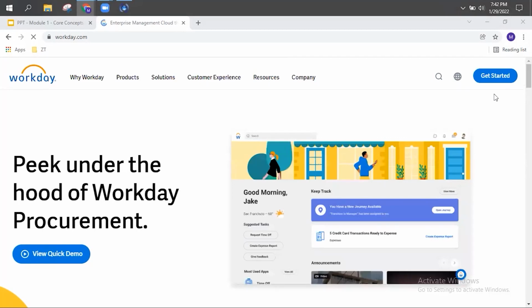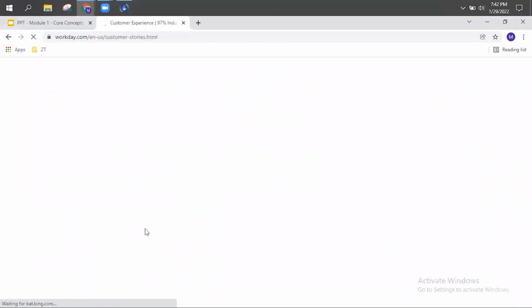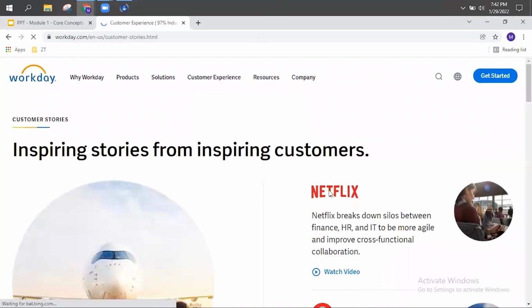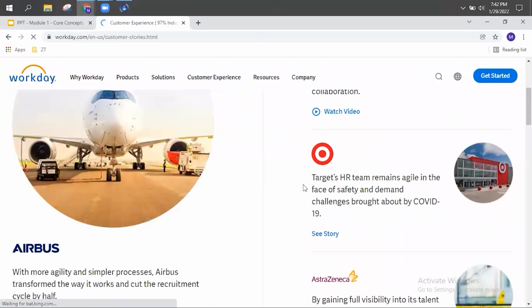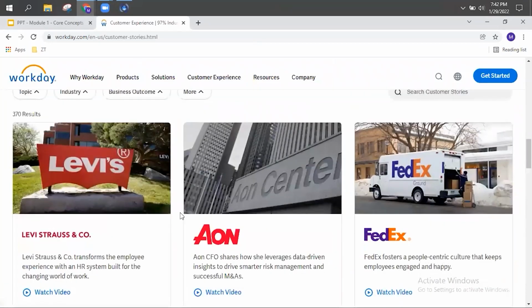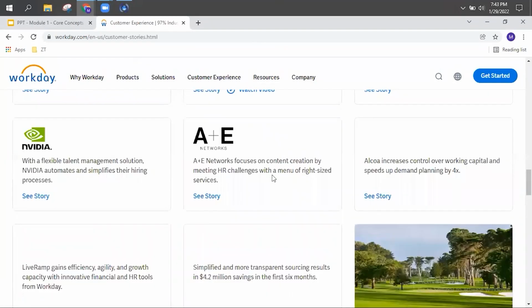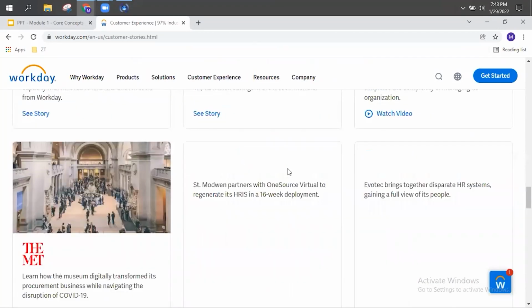Correct. Now, guys, I urge everyone to visit this website once. Why? Because let's say customer experience. I go here and say customer stories. I wanted to see which customers are using Workday currently. You see, Netflix is using. Then Airbus is using. And see, the list is huge. You name it and you get it. See, all of these customers are using Workday.